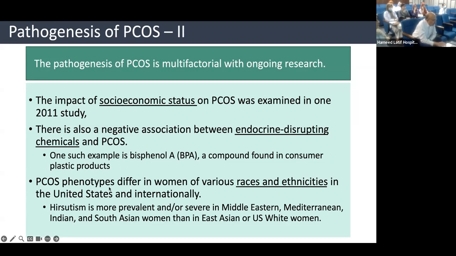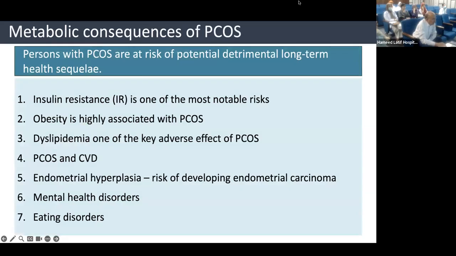Then polycystic phenotypes differ in women of various races, and they've seen that South Asian women, or women of Indian origin, even in America, have a greater incidence of polycystic ovarian syndrome. Now, what are the metabolic consequences of polycystic ovarian syndrome? We have talked about pathogenesis. These are 7, as I earlier said. Insulin resistance is one of the most remarkable risks.